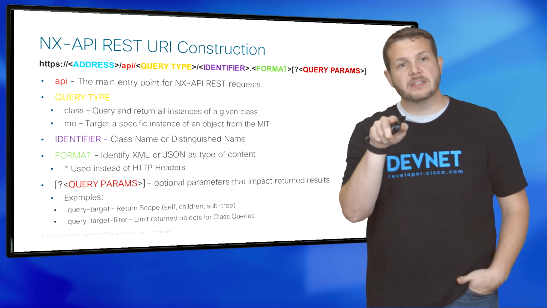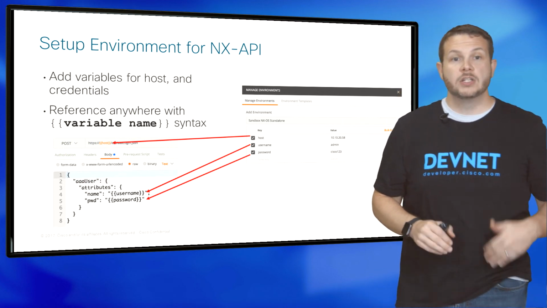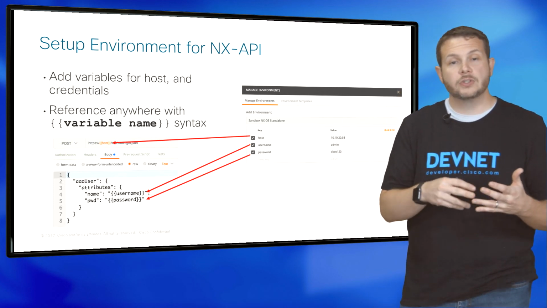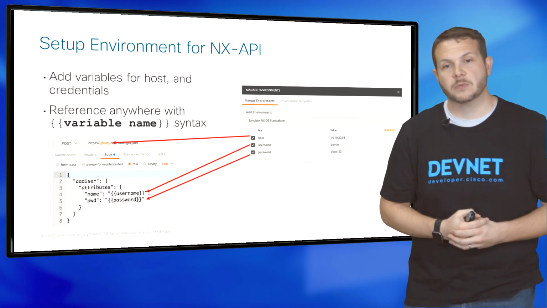Now, with this in mind, let's look at how we set up our environment for NX API in Postman. No surprise, we need to provide the host, username, and password. In this case, for a particular NX-OS device we're going to go for.